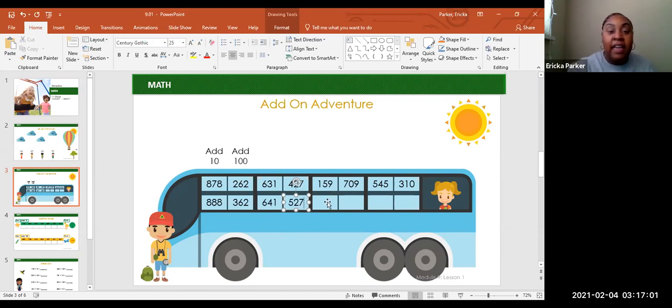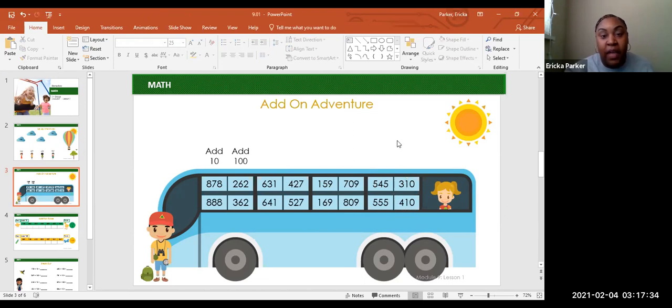If we added a 10 here, what would it be? 169. If we added 100 here, what would it be? 809. If we added a 10 here, it'd be 500 and what? 55. If we added 100 here, it'd be what? 410. So I hope you all were following along with me while we went through that little journey.